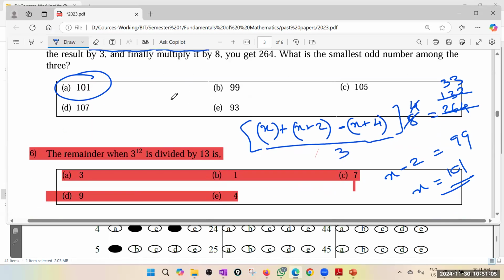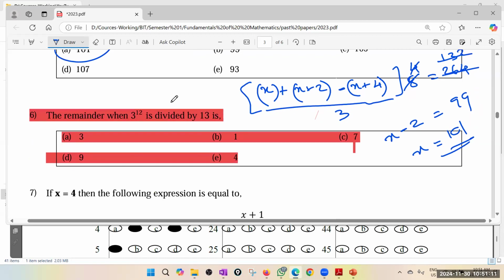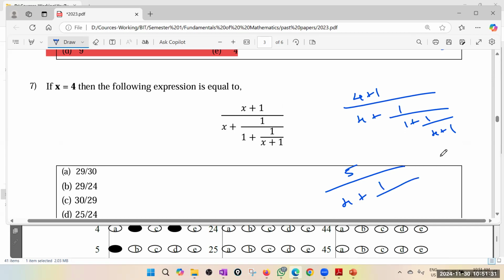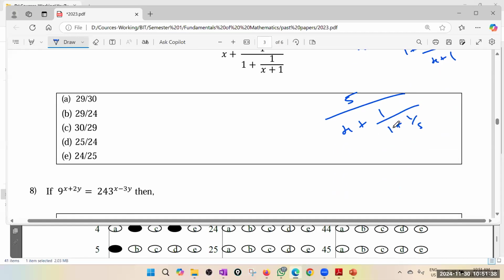So just use your common sense, logical thinking, problem solving mentality. This is a very easy question. So just substitute 4. 4 plus 1 divided by 4 plus 1 divided by 1 plus 1 divided by 4 plus 1. That is 5 divided by 4 plus 1 divided by 1 plus 1 over 5. I will simplify this first. 5 divided by 4 plus, the common denominator is 5, 5 plus 1, 6. 1 divided by 6 divided by 5.